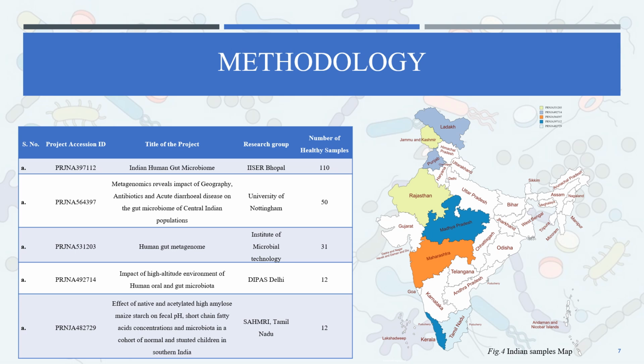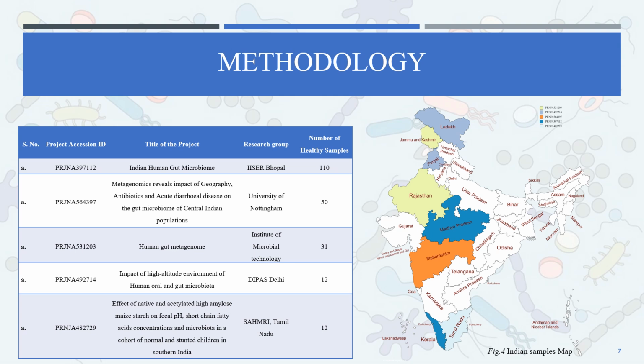So this is a map of all the samples that I've taken. I've taken about 215 samples from across the country to analyze. Right from the north to the south, I've taken samples from across the country to get a diverse view of this AMR genes or the microbiome in general. So I've taken WGS, that is whole genome sequence data, and every publicly available whole genome sequence data in India I've taken for my analysis, counting up to 215 samples.